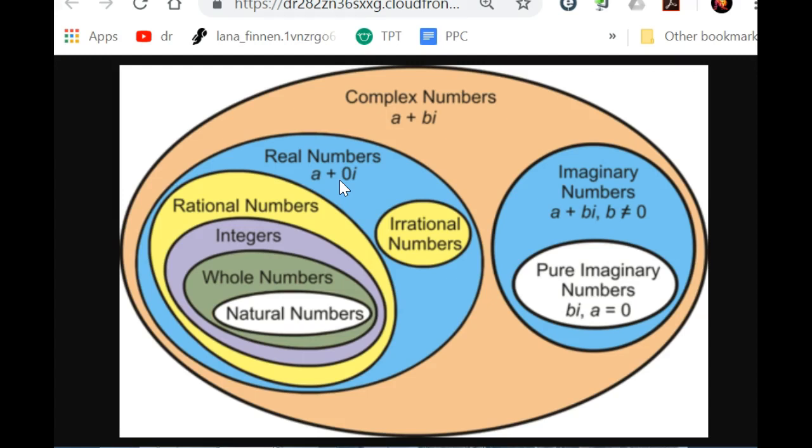Okay, and then we've got imaginary numbers. That's when you actually have a number with the i. And then a pure imaginary number, your a would be 0. So like 2i is a pure imaginary number. 3 plus 2i is just an imaginary number. Okay, so good. Yes, pure imagination.